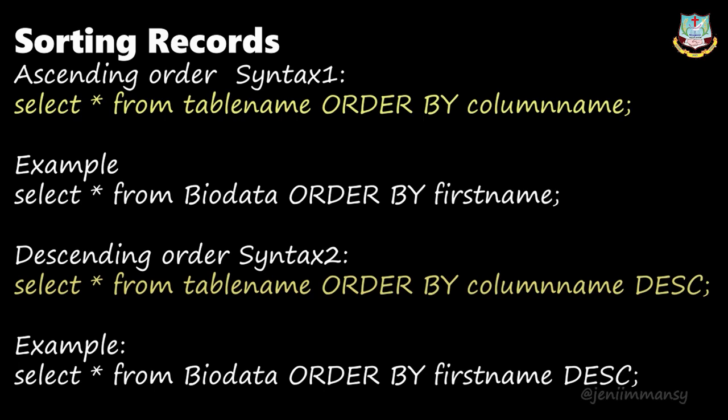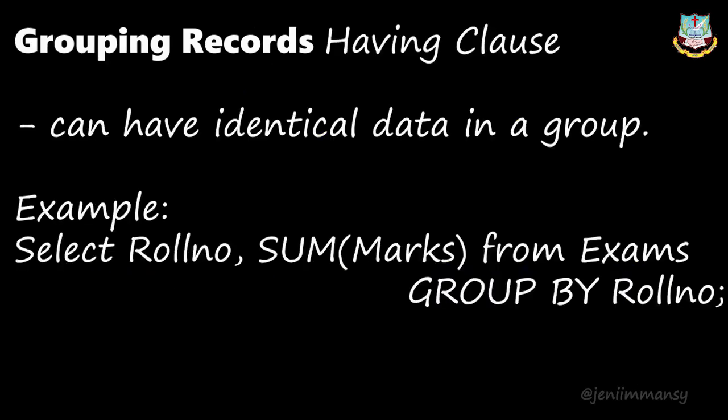Okay, SELECT star FROM biodata. Biodata is the table name, right? And then we have to give the command ORDER BY, and then the column name. Column name is first name, and then we need it in descending order, right? So DESC. Understood? And now we are going to see grouping records and the HAVING clause. In SQL we can have identical data in a group. Some same data we can have in a group.